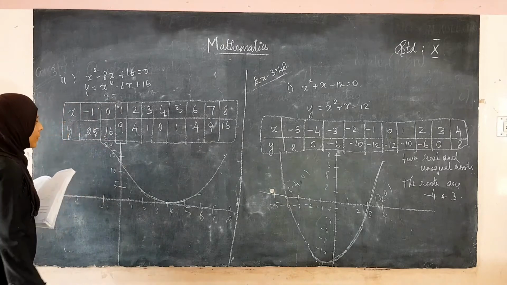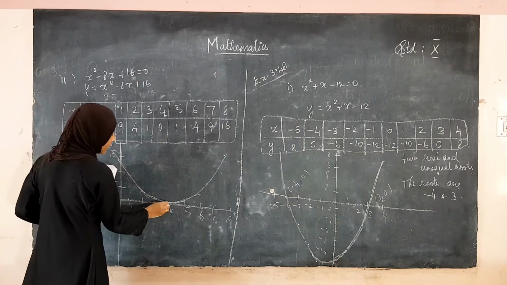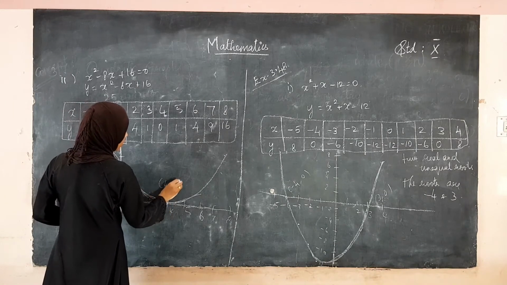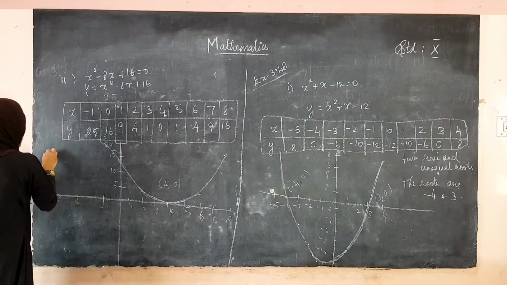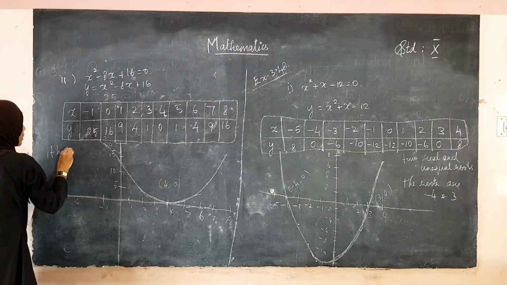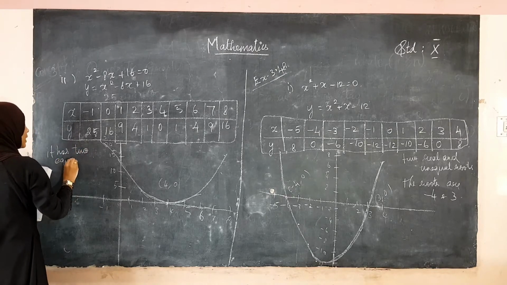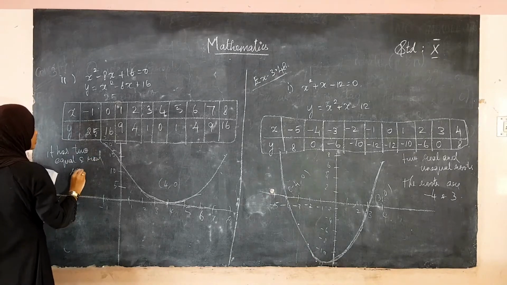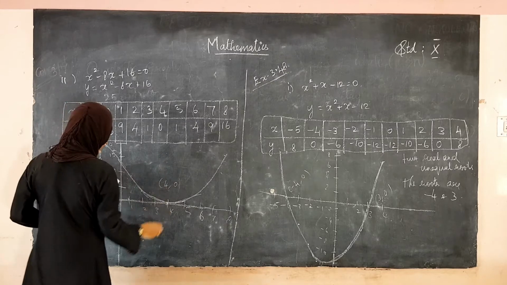See here, now you have to check the nature of the roots. The graph touches the x-axis at only one point, that is (4, 0). So, the solution of the given equation is, it has two real and equal roots. Okay, real roots. Since the graph touches the x-axis at only one point, that is 4, the root is 4.